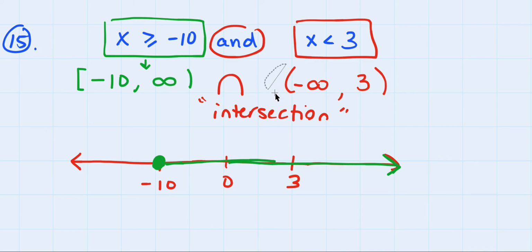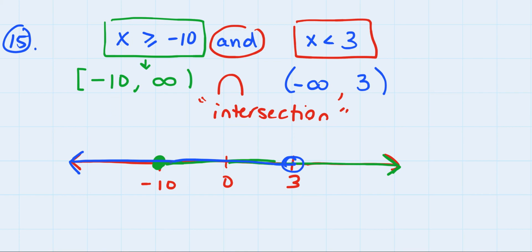I'm going to put this one in blue. This one says negative infinity to 3, but I can't equal 3, so I'm going to put an open circle there. And I want to see where I'm living in both sets, where I'm both green and I'm blue.